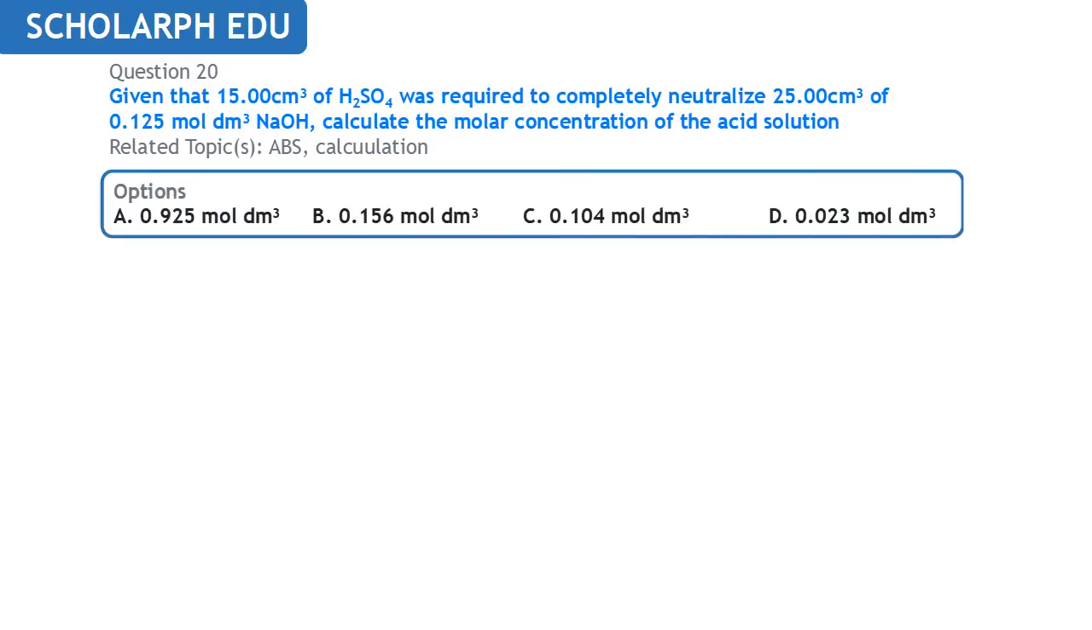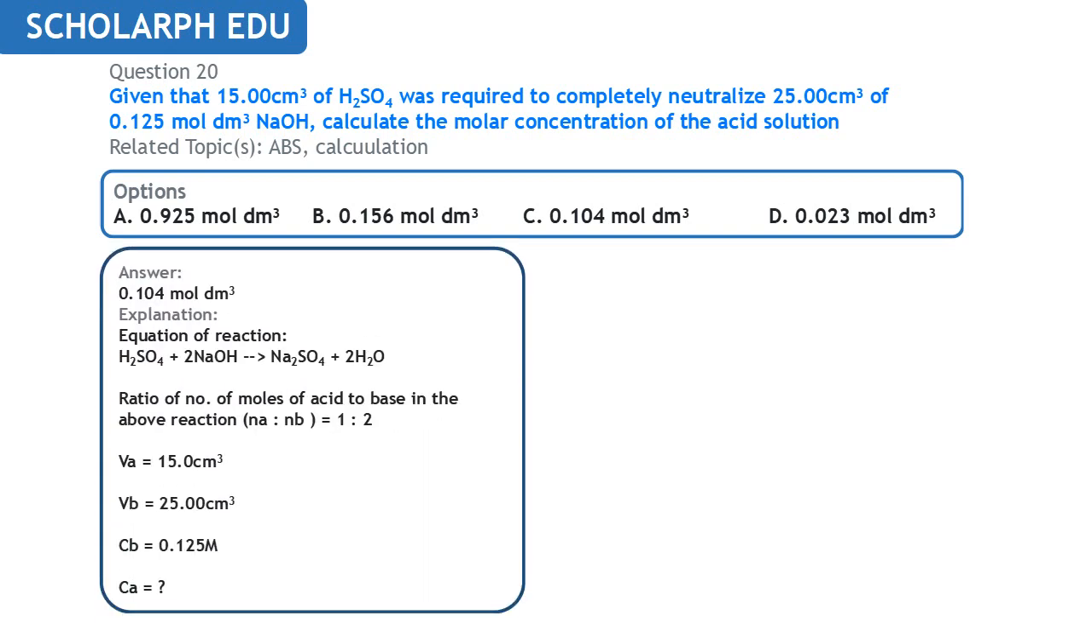Okay, we have a question on acids, bases, and salts. Given that 15 cm cube of sulfuric acid was required to completely neutralize 25.00 cm cube of 0.125 mole per dm cube caustic soda, sodium hydroxide, calculate the molar concentration of the acid solution. We have to find the concentration of the acid solution. First, we are going to write the equation of reaction between the sulfuric acid and the sodium hydroxide.